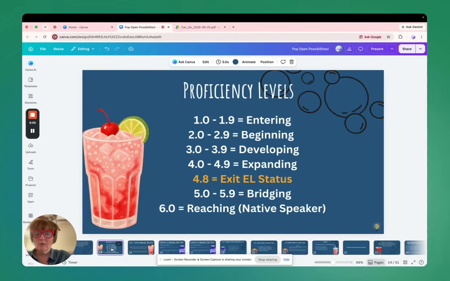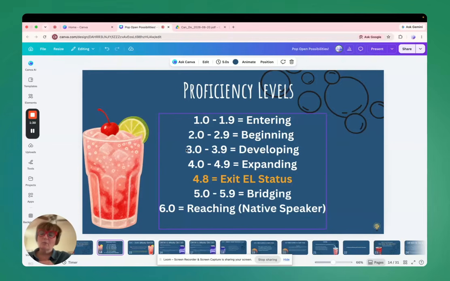What I want to make sure that we all understand and have a foundation of is our proficiency levels. The WIDA can-do descriptors are divided up by proficiency levels as well as the 4 domains of reading, writing, listening, and speaking. If you look right here, you can see the different proficiency levels, but I want to point out a couple of them. This 3.0 to 3.9 developing, the majority of our students across the district and probably in your building as well are falling between that 3.0 to 3.9, meaning they're at that developing, that intermediate level.